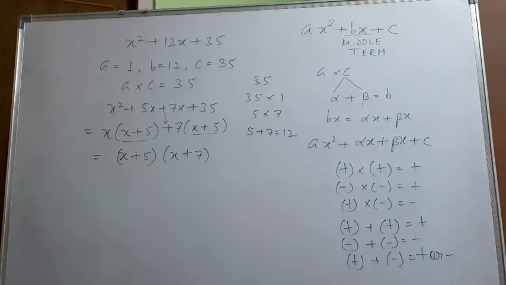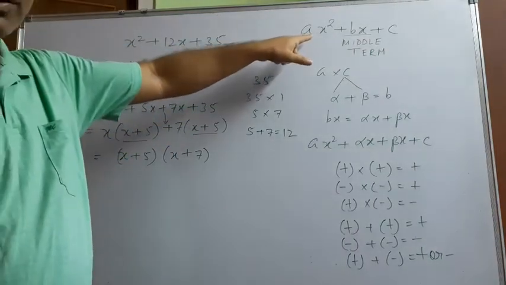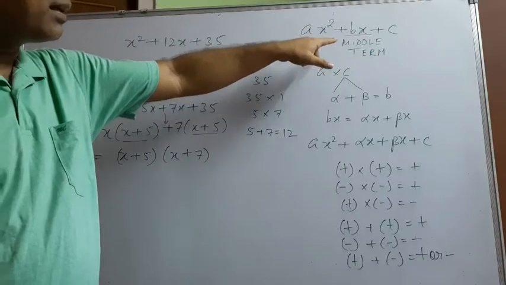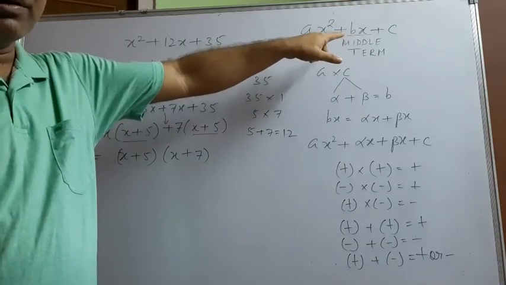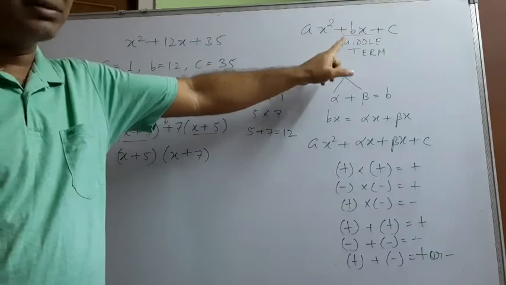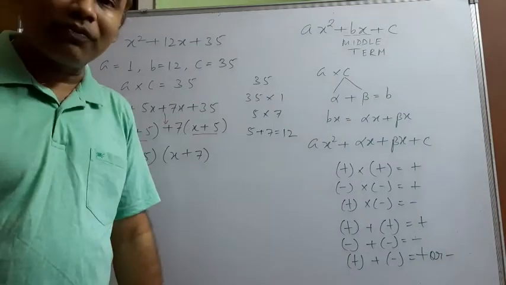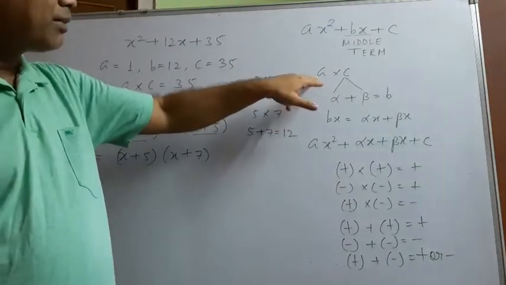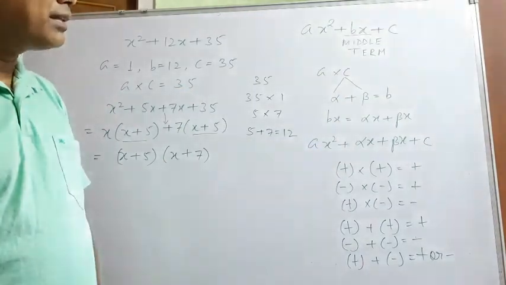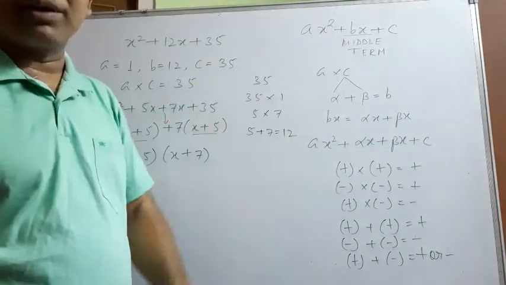So once again I want to explain the method. When you write a quadratic polynomial in standard form ax square plus bx plus c, then bx, where the power of the variable is 1, is the middle term. That you have to split, that you have to write as a sum or difference of two terms. For that, what is the process? You need to multiply a into c and find two factors of ac in such a way that their sum is equal to the coefficient of the middle term.